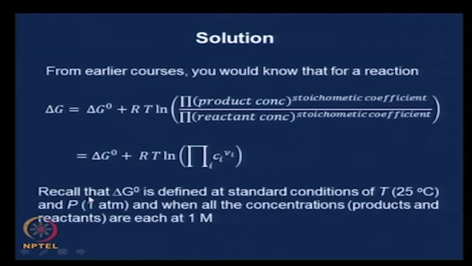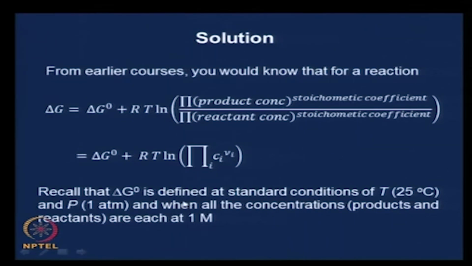Now recall that delta G naught is defined at standard conditions of temperature, which is 25 degrees C, and pressure, which is 1 atmosphere, and more importantly in the context of whatever we are going to discuss now, when all the concentrations, that is the concentrations of products as well as reactants, are each at 1 molar concentration. That is how delta G naught is defined. But what is the problem with this?